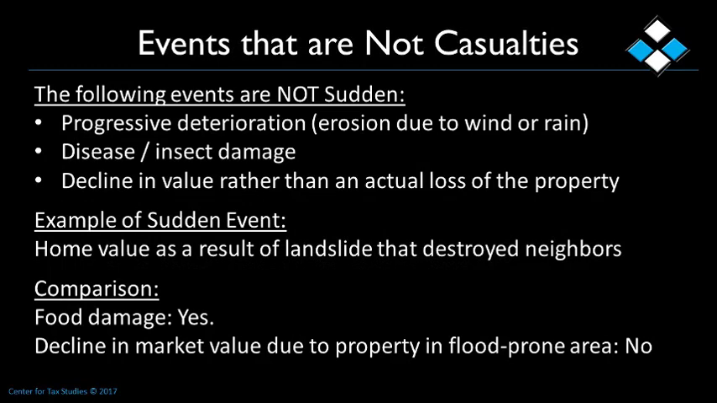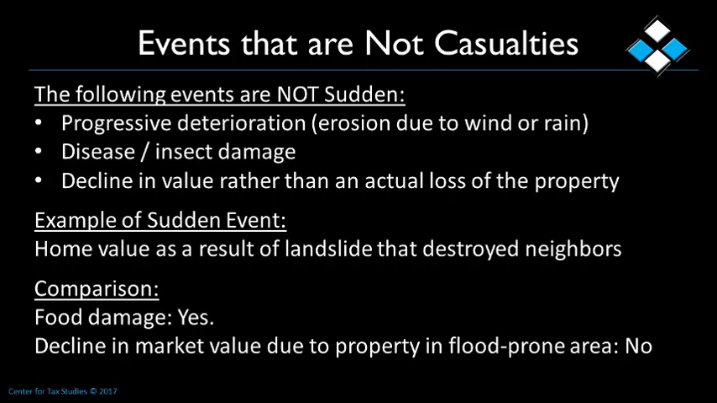There are some events, though, that are not treated as casualties. These are events that have progressive deterioration, such as erosion during wind or rain. Erosion is not sudden. They're not like the floods in St. George, Utah. They're not sudden. Disease or insect damage also. So in instances where there's termite damage that can be proven to have occurred over years, that is not a casualty. Additionally, the decline in value rather than an actual loss of property is also not a casualty. So my RAV4, for example, would not be treated as a casualty, even though it felt like one for me.